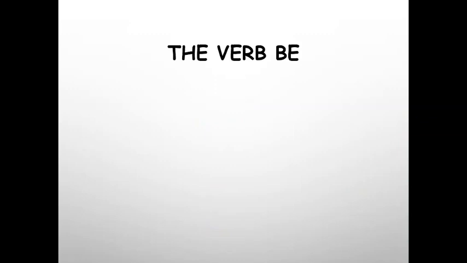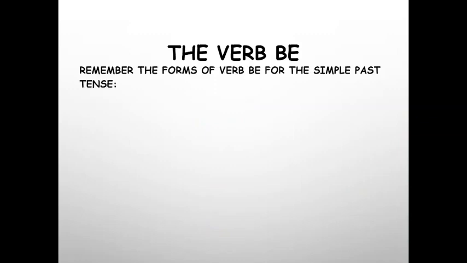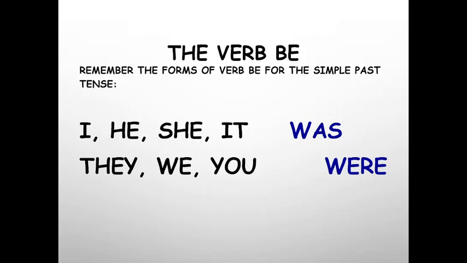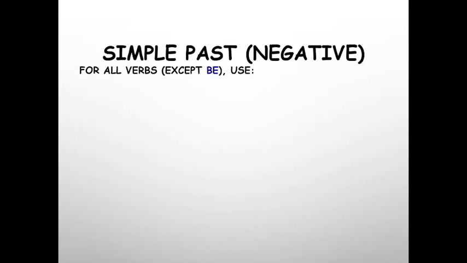The verb be. Let's talk about it. Remember, the forms of the verb be for the simple past tense are the following. For the pronouns I, he, she, it, we have the form was, and for they, we, and you, we have the form were.